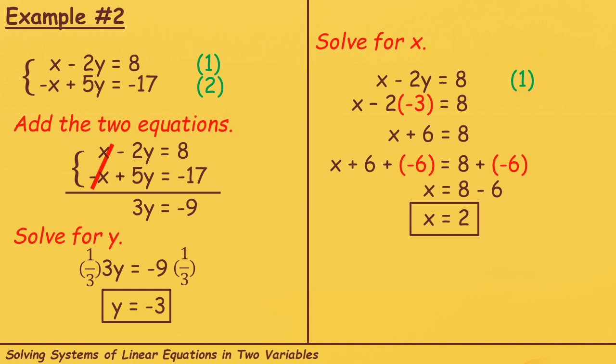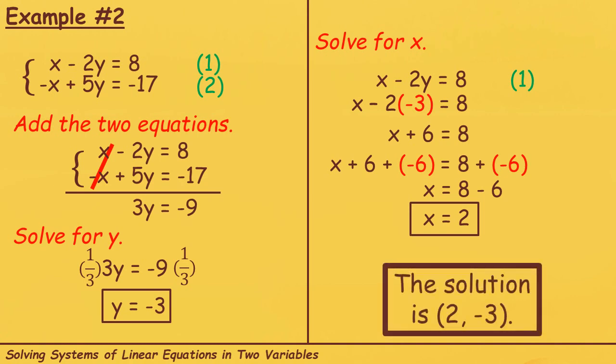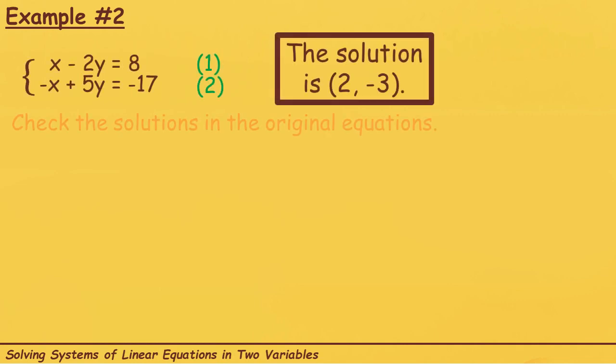Meron na tayong x at y. Okay, so therefore, the solution is 2, negative 3. Nasa unahan si 2 dahil ang x-coordinate ay 2. Ang y-coordinate is negative 3. Okay, so let us find out if our solution is correct. So, check the solutions in the original equations.